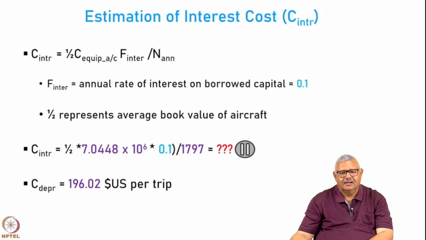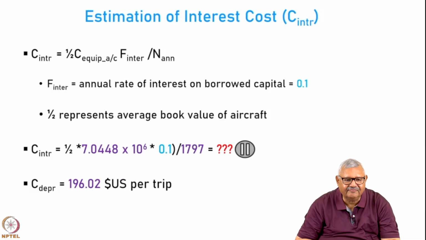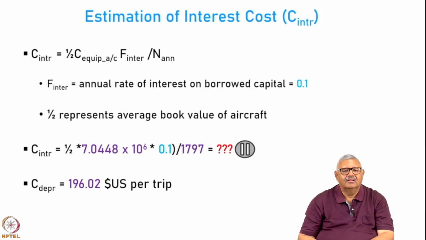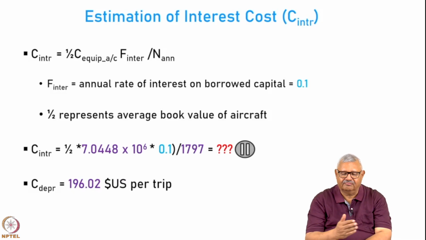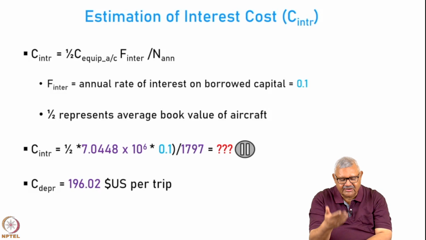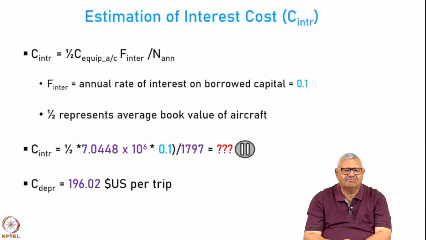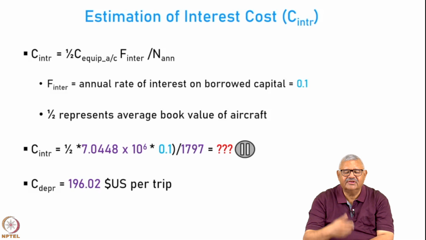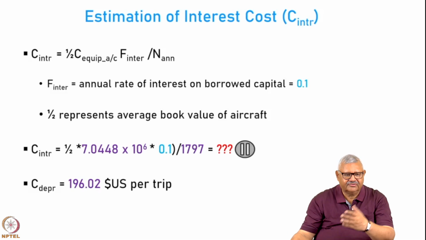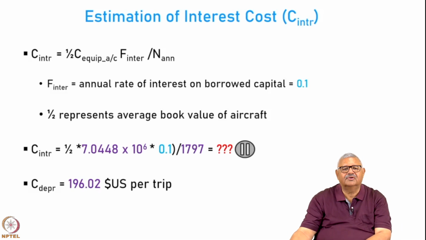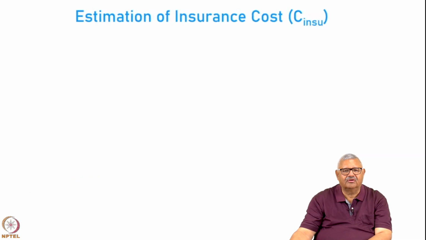Okay. Now, the term half takes care of which particular year, because we are doing this over 15 years, right. So, therefore, we are saying that over 15 years, assuming that the book value of the aircraft is half of the total cost, we just take the interest of that over the number of operations per year, which is 1797. So, the number comes out to be 196.02 US per trip.